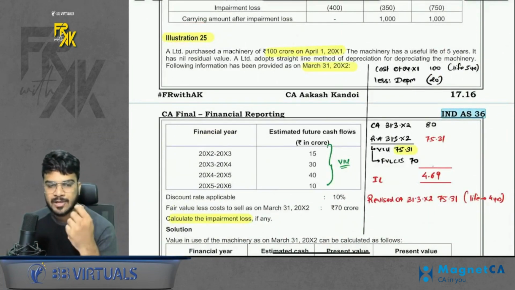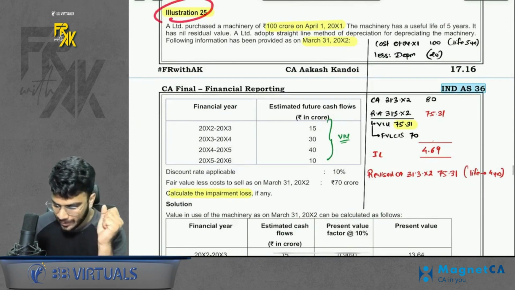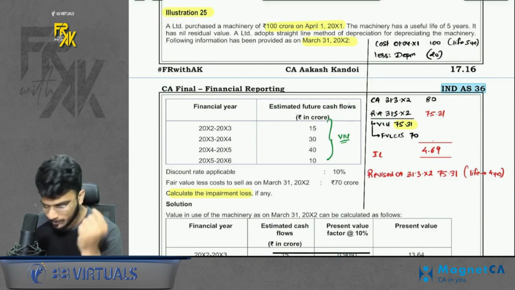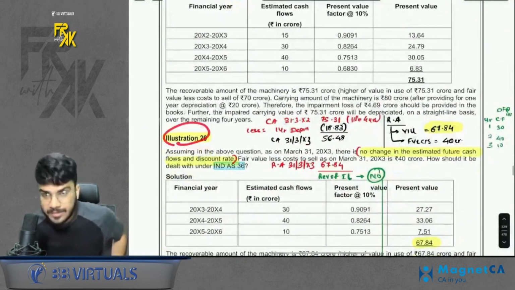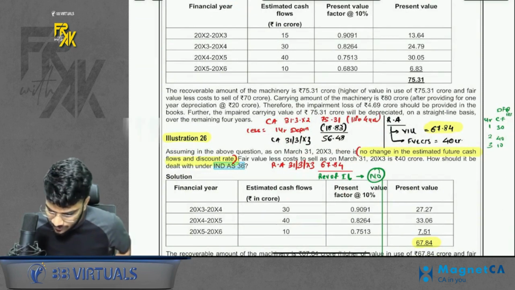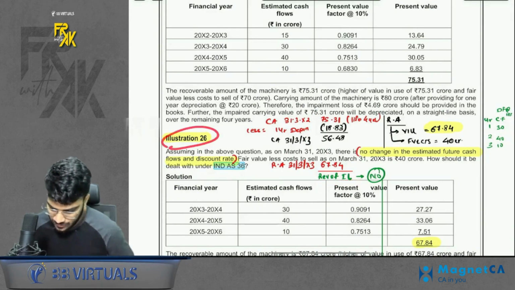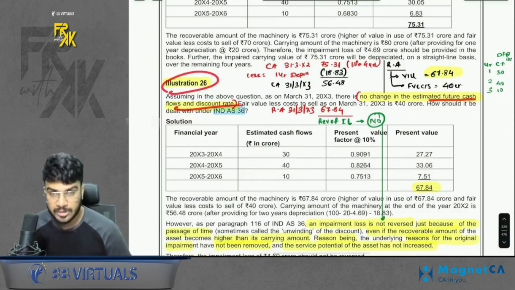This illustration is based on a point where, let me just revise it. Let's say, for example, in illustration number 25, we got an impairment loss of 4.69. In illustration number 26, that is 1 year after, a continuation of 25, it seems to show a reversal. But in this question, you will not reverse anything. Why? Because in this question, it was mentioned that your cash flow estimates do not change.